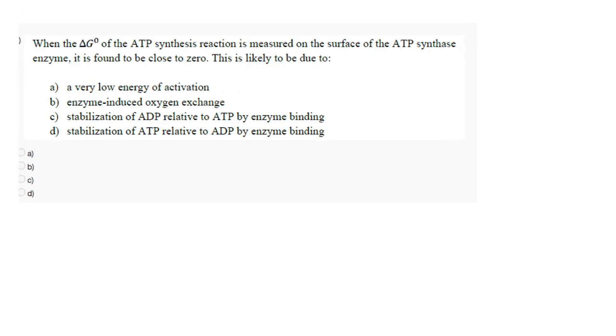Mitochondrial ATP synthesis is being done in mitochondria, right? When delta G naught of the ATP synthesis reaction is measured on the surface of ATP synthase enzyme, it is found to be close to zero. This is likely due to a very low energy of activation, enzyme-induced oxygen exchange, or stabilization of ATP relative to ADP by enzyme binding. Option D is correct.